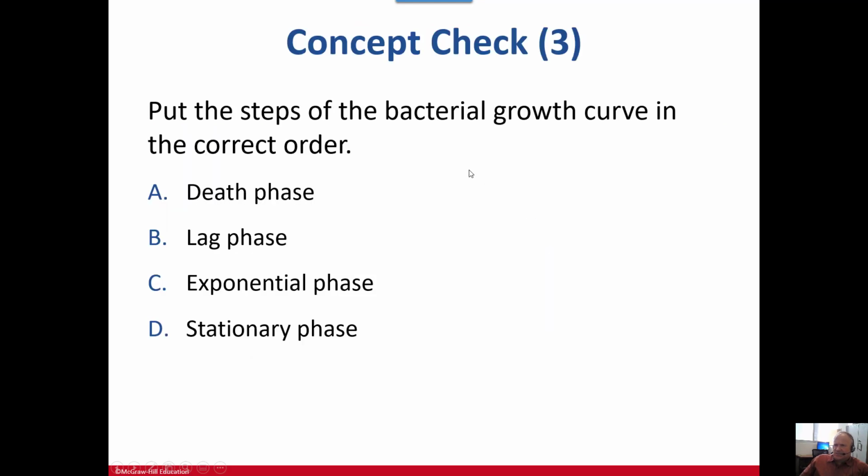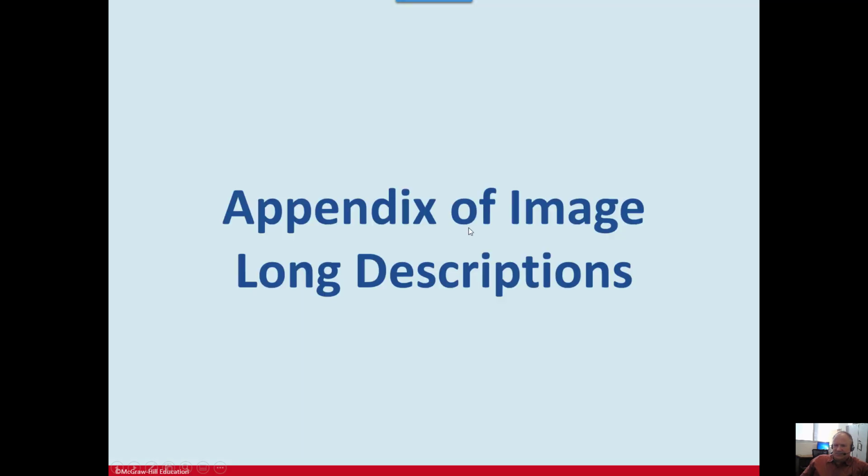So if we were to ask a question like this on an exam, put the steps of these growth curves in order, that would be easy to do, because of course it would be the lag phase, then we go to the exponential, and then we go to the stationary, ultimately to the death phase, which is a common sense sort of thing. So that really covers what we need to cover for chapter 6 in our exam.